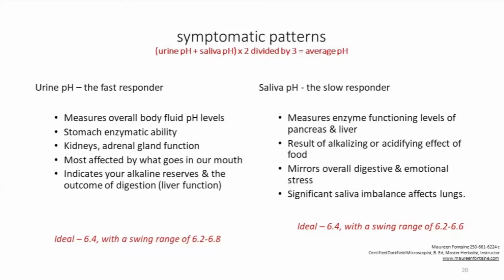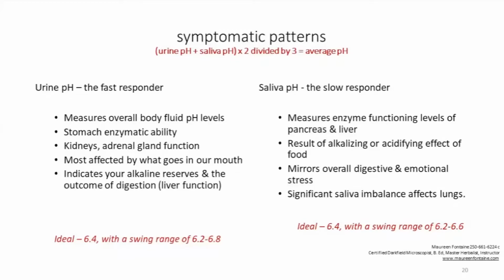Saliva, however, is slower moving and it's more stable. This measures your enzyme functioning levels of the pancreas and the liver. As you can see, there's a little bit of overlap. This is the result of alkalizing or acidifying the effective food, so again, mineral reserves. It mirrors our overall digestive and emotional stress, and significant saliva imbalance affects the lungs. This can be tied into our use of mucor and the presence of mucor and aspergillus.